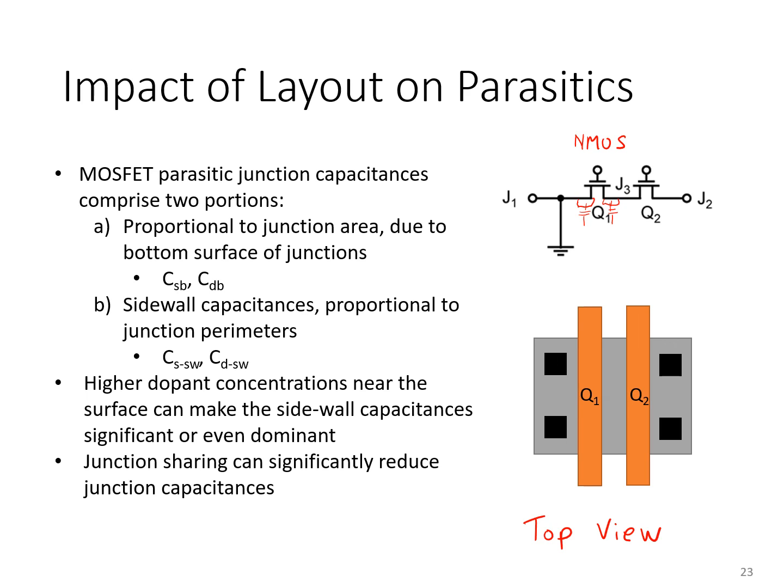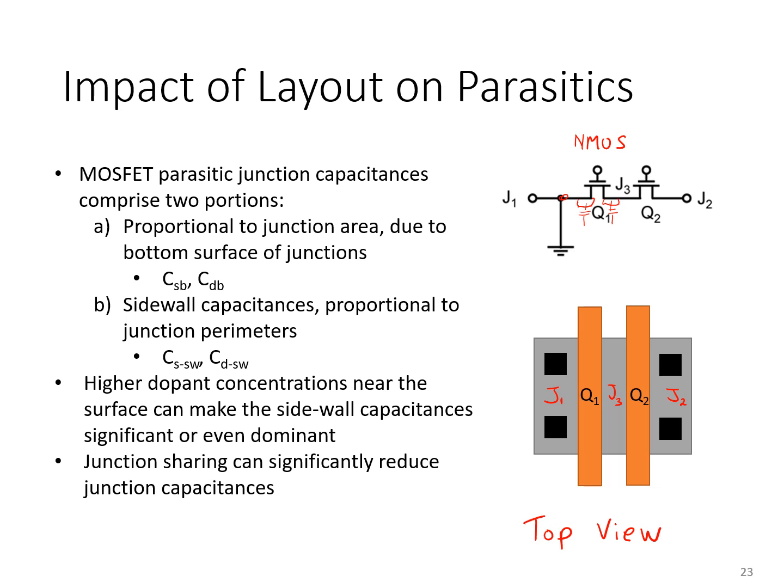So really what you've got here, this gray area corresponds to the node J1, okay? This area over here corresponds to J3, and this area on the right is J2. And the black squares are metal contacts, the locations where metal is electrically connected to the source and drain regions. So back to considering the parasitic capacitances of these nodes, there are the portions proportional to the areas of J1, J2, and J3.